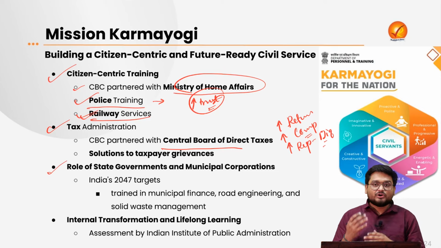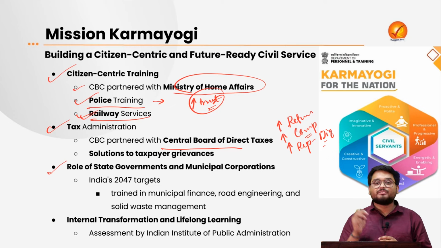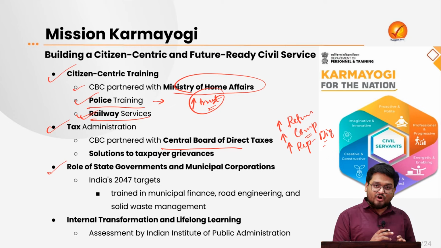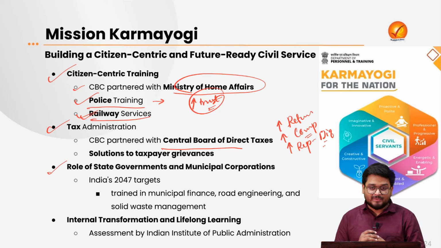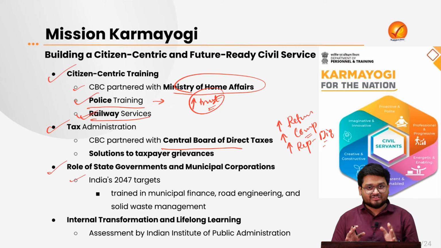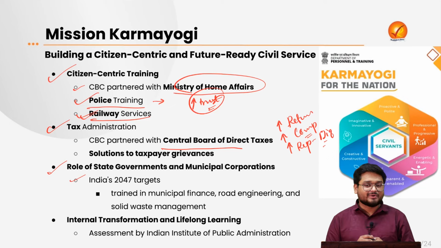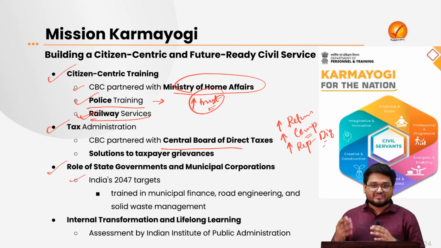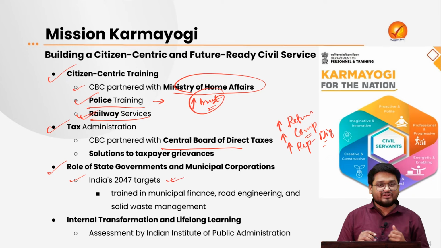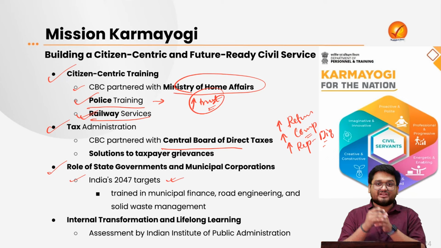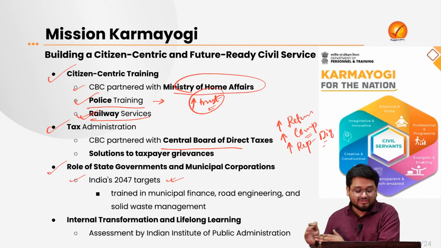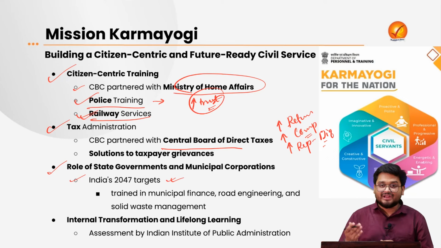Next, when we talk about the role of state government and the municipal corporations, even the state government is taking major benefits from this particular aspect, because India's targets of 2047 to become a developed country cannot be achieved without the cooperation of the states. And particularly many cities in the country across various tier 1 cities, tier 2 cities, tier 3 cities, right, they are being trained.